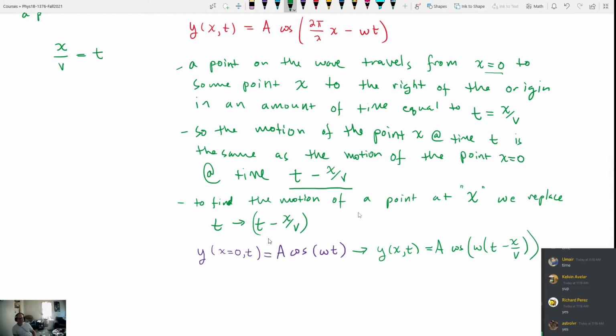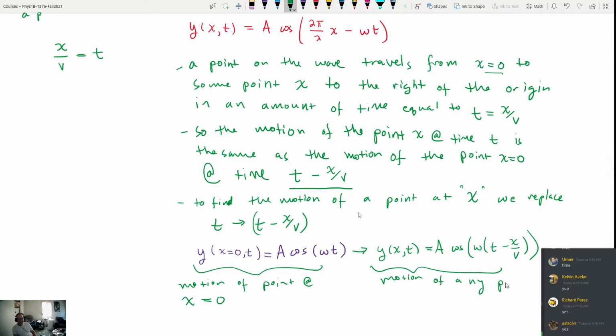The idea would be that this is the motion of the point at x equal to 0, right? And this is the motion of a point at x equal to x. Motion of any point, you could say. We'll just say x equal to x, even though that kind of seems stupid, but... Does that line of logic make sense?